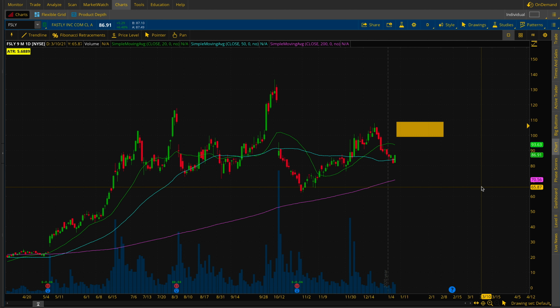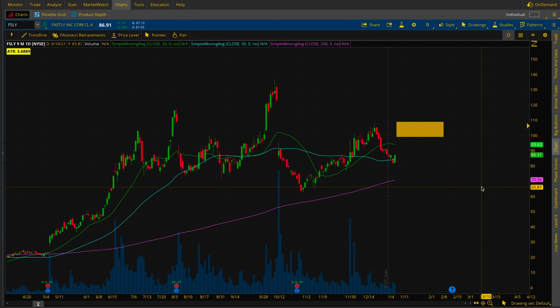Now the first thing I like to figure out is roughly the area which FSLY could potentially go to. Personally, I think that if a bounce were to happen, we could retest the top end of this balance area like it has before. So my target is somewhere around the 100 to 110 level. It's not an exact target, rather a zone, and that's the zone that I want to try to capture.